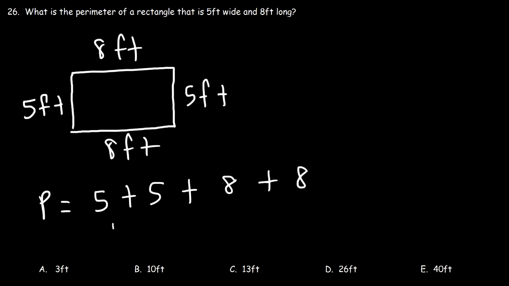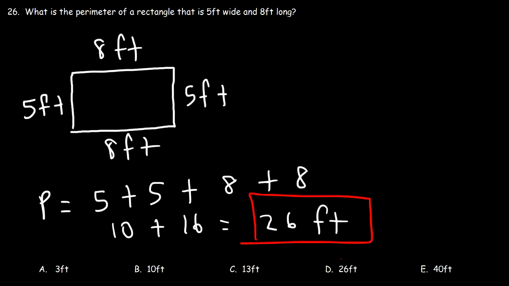Now 5 plus 5 is 10. 8 plus 8 is 16. 10 plus 16 is 26. So the perimeter of the rectangle is 26 feet. And that's it.